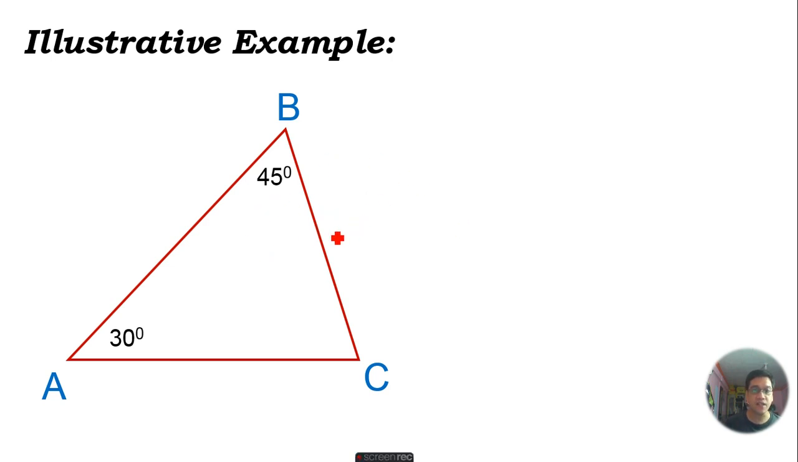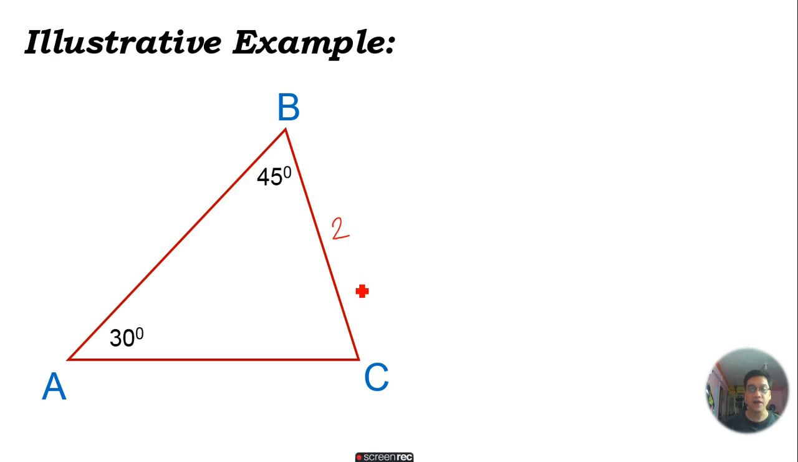Okay, let's just complete the given. So, we have angle A, which is 30 degrees. We have angle B, which is 45 degrees. And suppose that BC has 2 units. So the measurement of BC is 2 units. Now, in this particular example, we are only given two angles and a side.